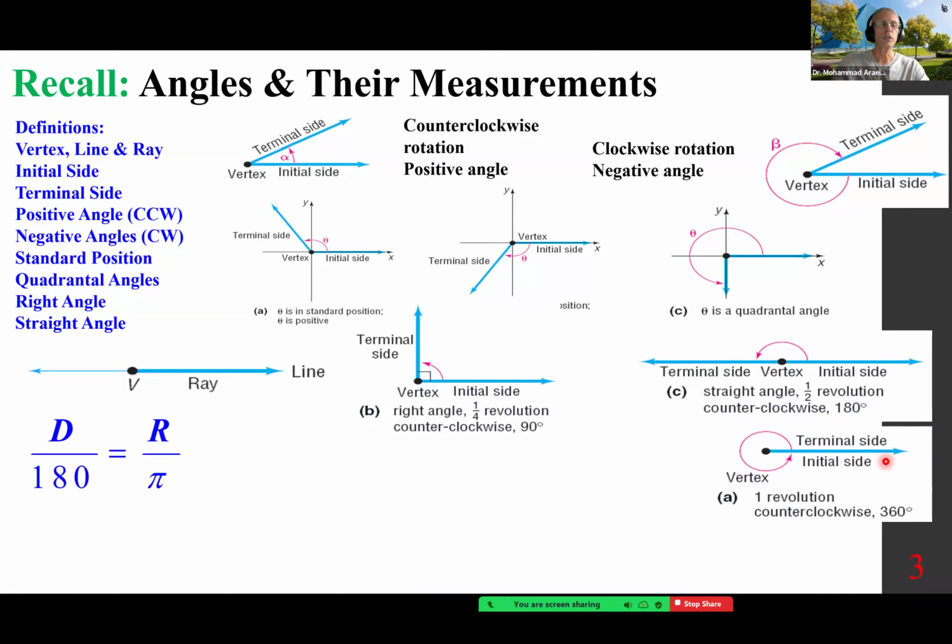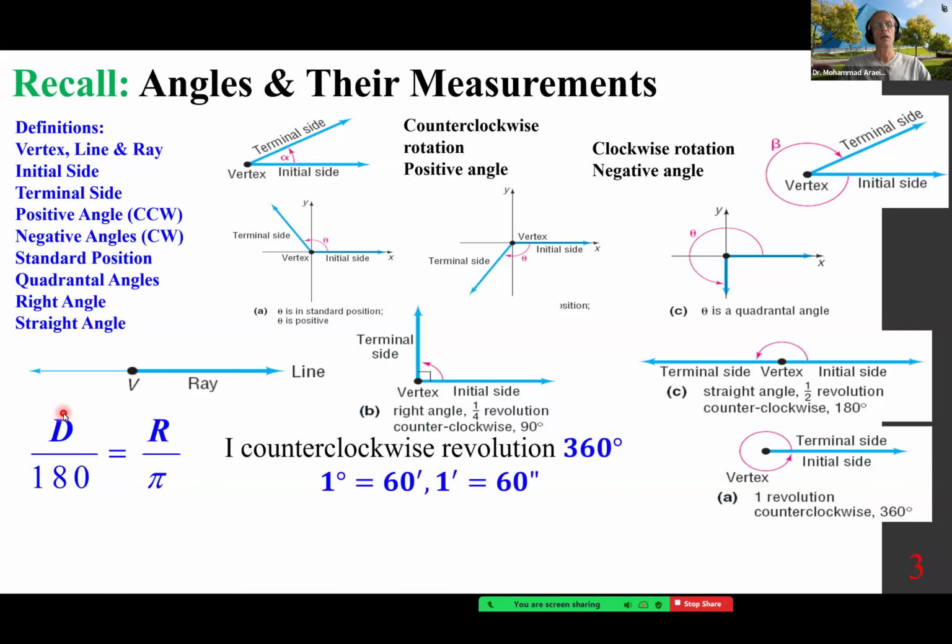The relationship between degrees and radians is that pi radians is 180 degrees. So d over 180 equals r over pi. If you want to go from one format to the next, if you have the degrees, put it here and find the missing r, radians. If you have radians, put it here, cross product, find the missing d. One counterclockwise revolution is 360 degrees. 1 degree is 60 minutes. 1 minute is 60 seconds.